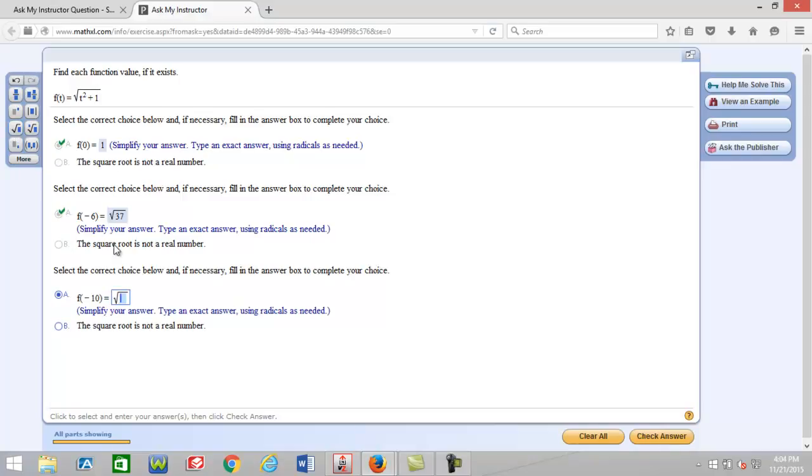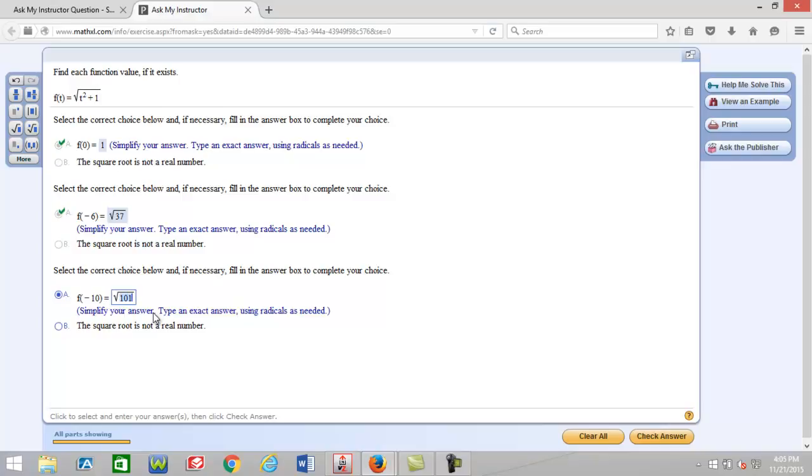So let's go through this one more time. The expression is, we're taking negative 10 and raising it to the second power, and then adding 1. So let's walk through the process. Order of operations: I have to take negative 10 and raise it to the second power. So that's negative 10 times negative 10, which is 100. And then I'm going to take 100 plus 1, which is 101.